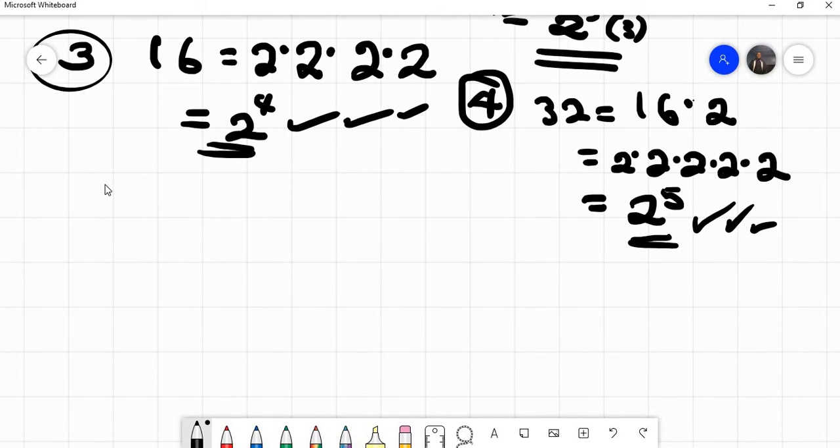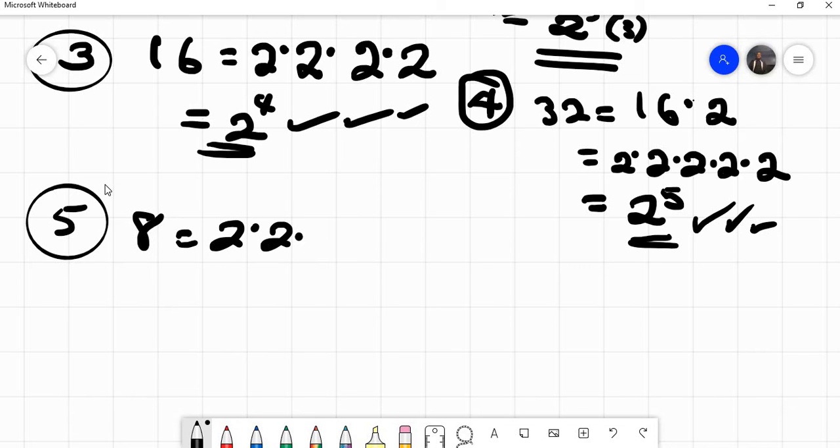Our fifth example, number 5, we're given 8. 8 is 4 times 2, and then 4 is 2 times 2, so 8 is 2 times 2 times 2, which is 2 to the power 3. These are the prime factors of 8.